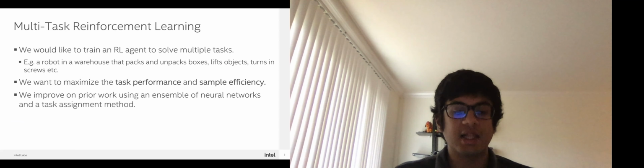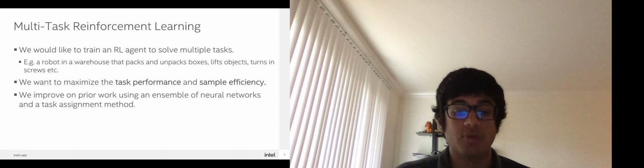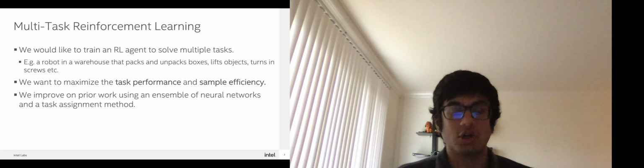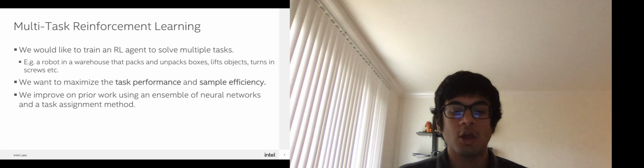In many practical applications of reinforcement learning, we would like an agent to solve multiple tasks. For instance, if we deploy a robot in a warehouse, we might want it to pack and unpack boxes, lift objects, turn in screws, and perform other functions. We'd like to solve all these tasks with high performance while also maximizing sample efficiency.